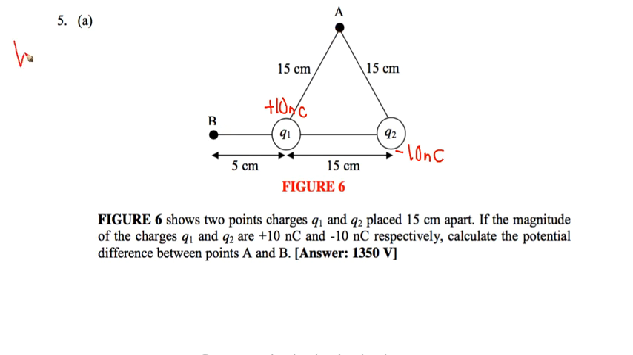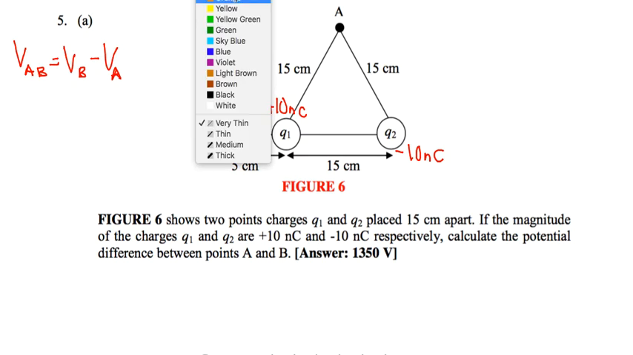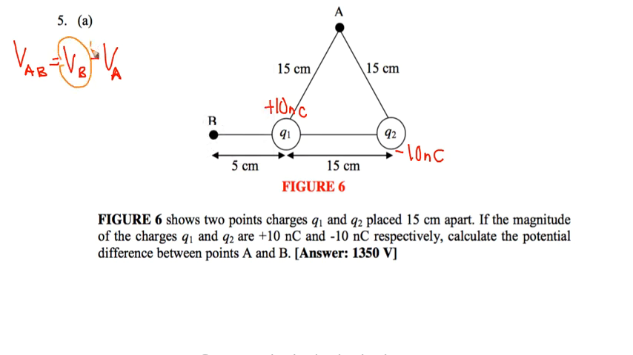So the potential difference between point A and point B is VB minus VA. Now you must calculate the potential at VA and the potential at VB. The first is the potential at VA, which comes from both Q1 and Q2. The electric potential equation is KQ over R.